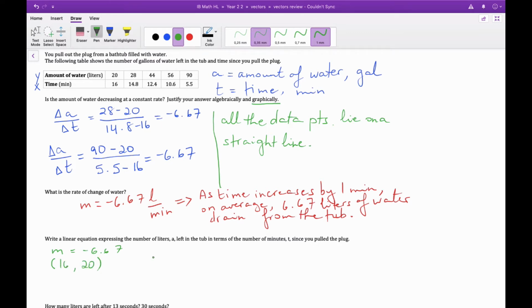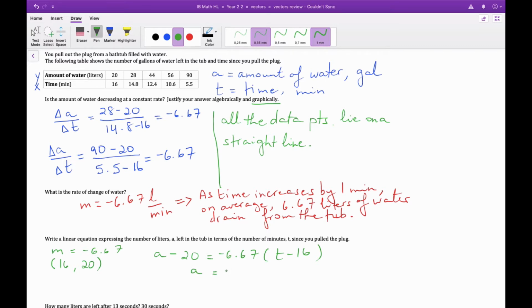Now we're going to use our formula like y minus y1, but we don't have y's and x's here. We have A's and T's. So A is our y value. So A minus A1 equals m times (T minus T1). And so our 16 and our 20 are A1 and T1. And then we're just going to compute that out, multiply it all out, and see what we get.